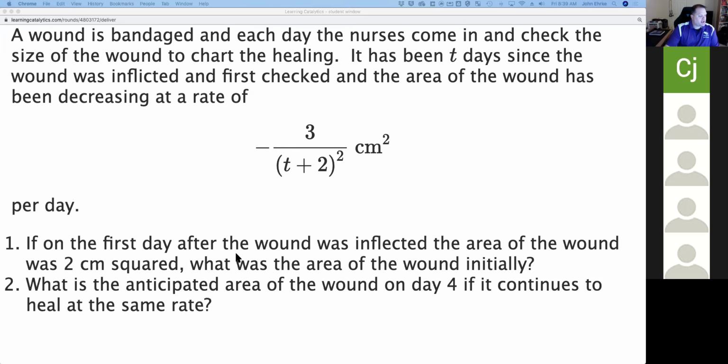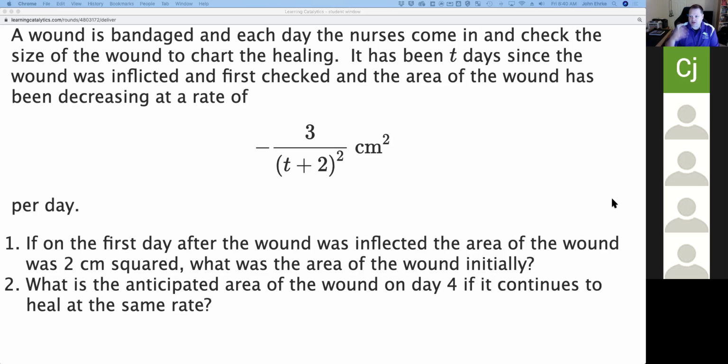If on the first day after the wound was, I should say inflicted, not inflected. If on the first day after the wound was inflicted, the area of the wound was 2 centimeters squared, what was the area of the wound initially? So we're going to try to go back to figure out how big was the wound initially. And then what is the size of the wound that we would anticipate on day 4 if the wound continues to heal at the same rate?